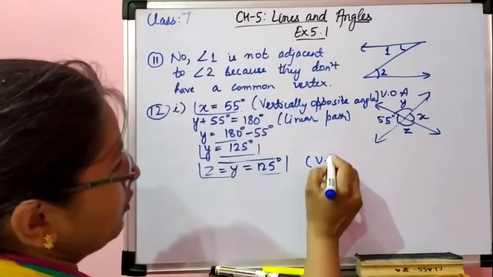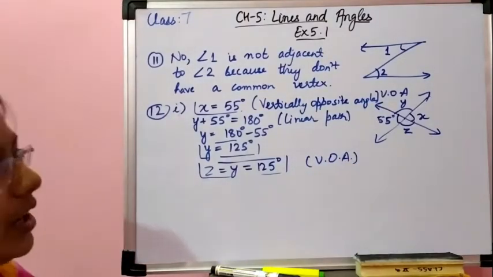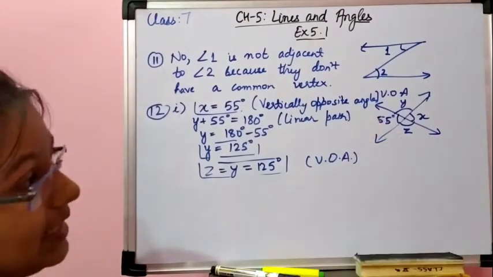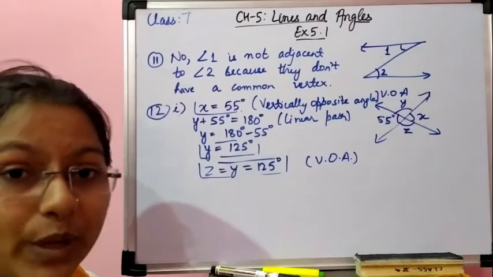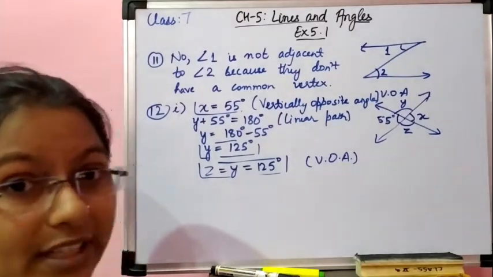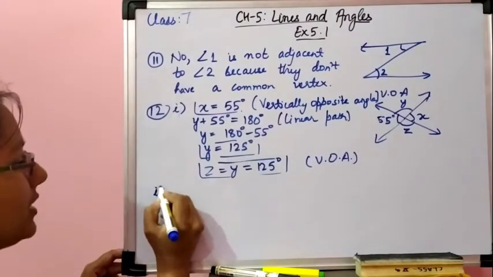Reason, vertically opposite angle. Okay, so in this way we have solved this part. Whenever you find two lines intersecting each other, there will definitely be two pairs of vertically opposite angles and four pairs of linear pair. Now similarly, moving to our second part.